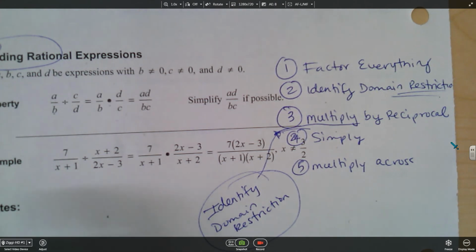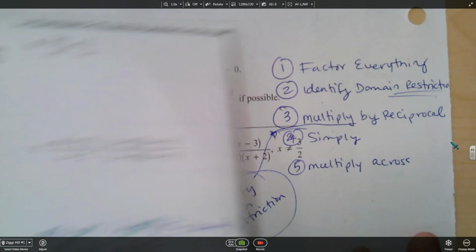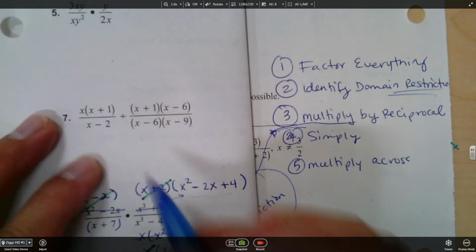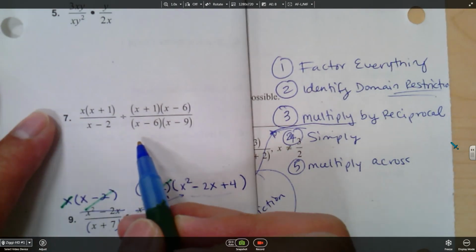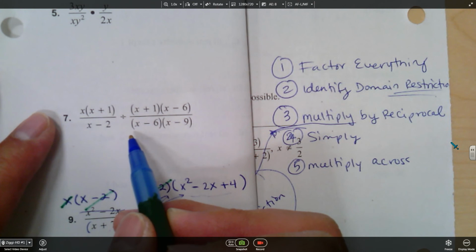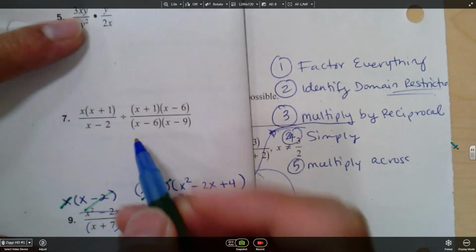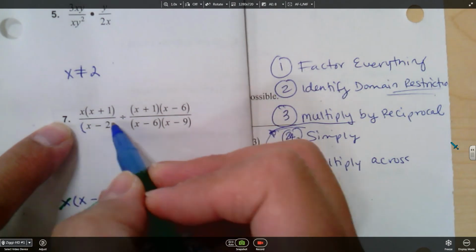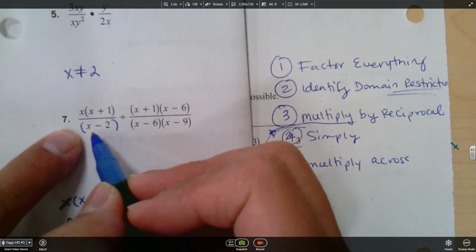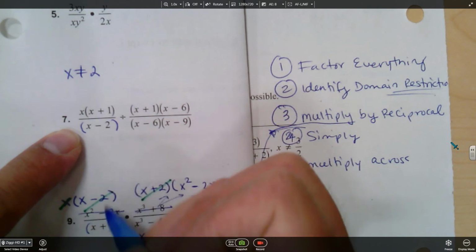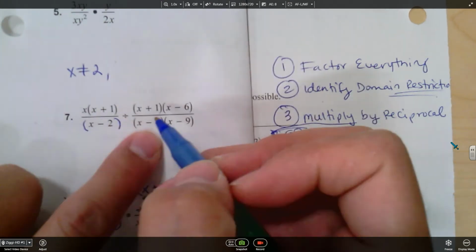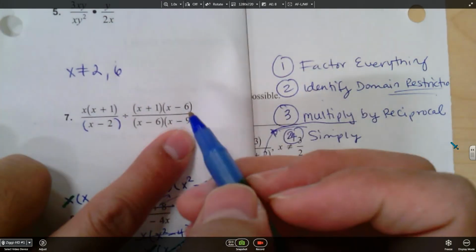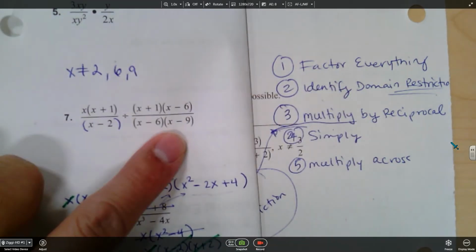Okay, let's try example 7 for that piece. See if we can fit it all together. Oh, what's nice about example 7? Okay, it's already factored. So let's identify the restrictions. I cannot use a 2. Let's just put a parenthesis there so you guys don't cross that x with that, because that part has to be crossed off with an x minus 2. I can't use a positive 6, and I can't use a 9. It will make the bottoms 0.